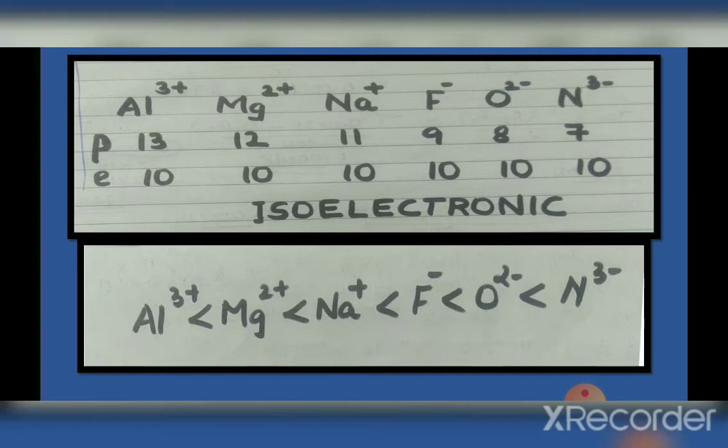Out of the species, which has the highest nuclear charge? Aluminium ion. Therefore, aluminium ion will be the smallest ion. Which has the lowest nuclear charge? Nitride ion, N3-. Therefore, nitride ion will be the largest ion. So how can we arrange the different species in the order of increasing ionic radii? Aluminium ion is smaller than magnesium ion, which is smaller than sodium ion, which is smaller than fluoride ion, which is smaller than oxide ion, which is smaller than nitride ion.